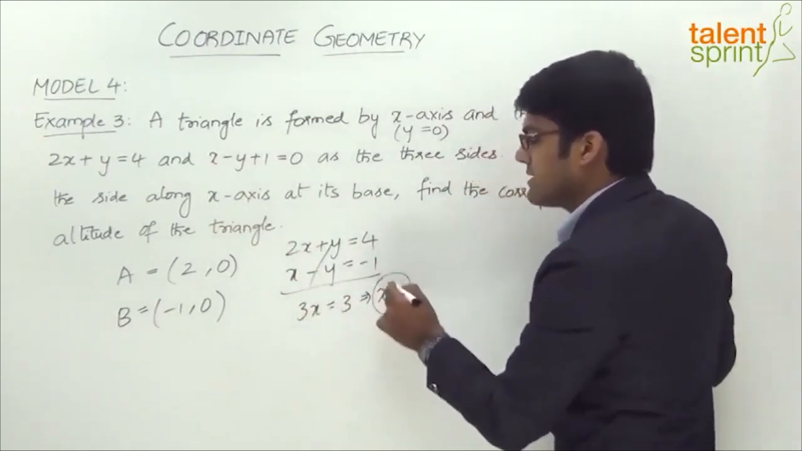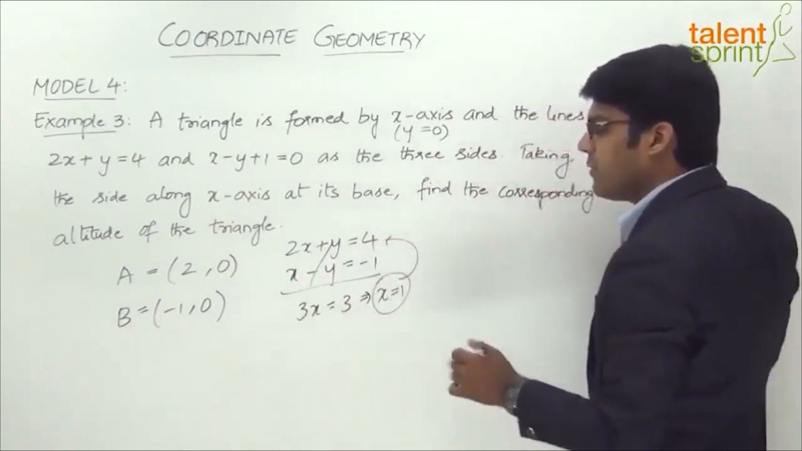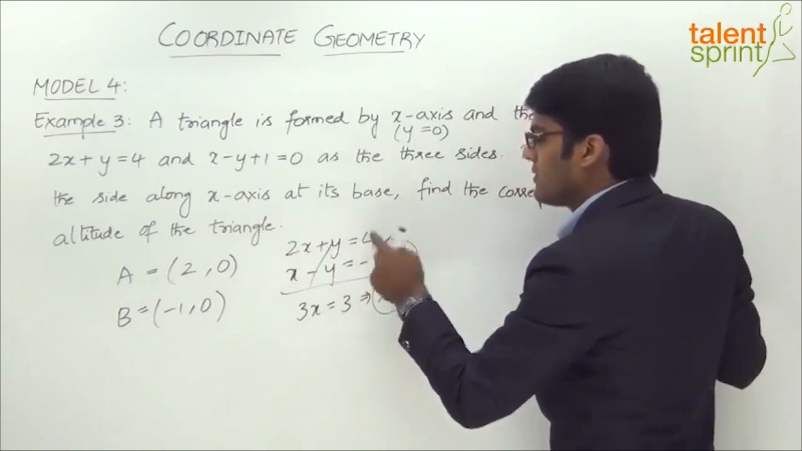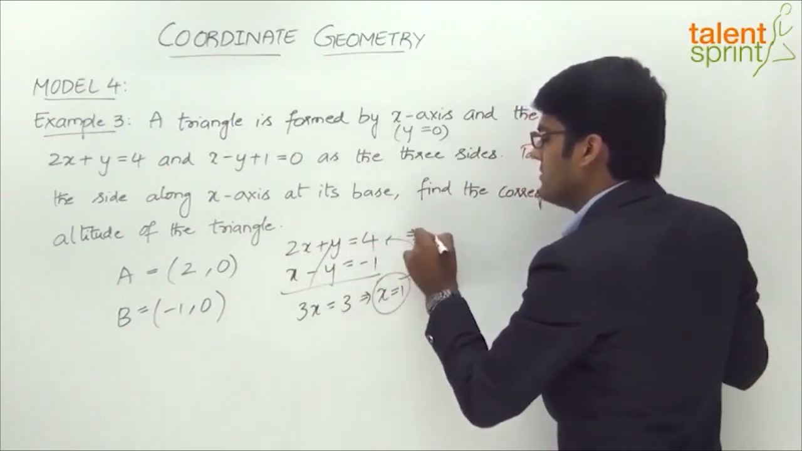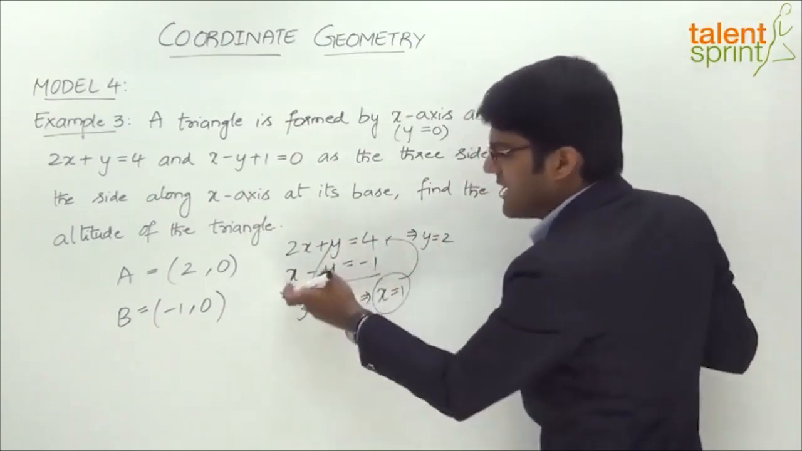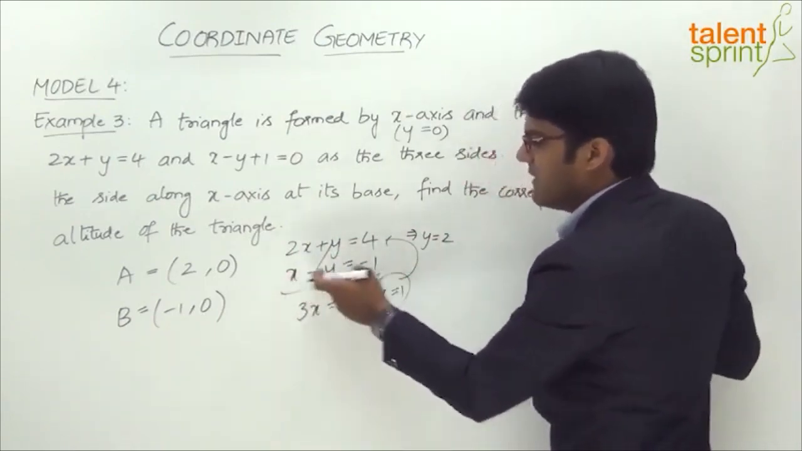So x is 1. Now substitute back in the equation to get the value of y. X equals 1, so 2 plus y equals 4, which means y equals 2. Right? So x is 1, y should be equal to 2. Likewise, we can substitute here as well. 1 minus 2 will give us minus 1.